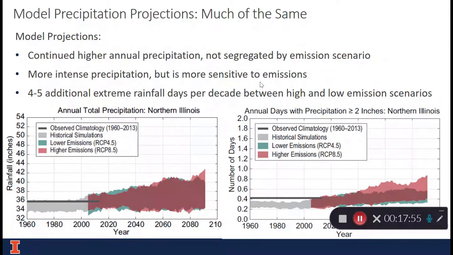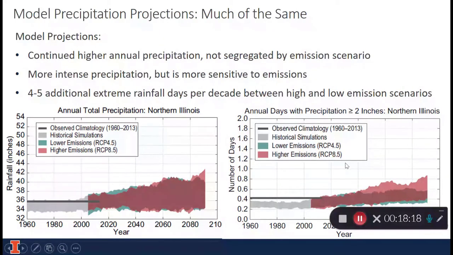Overall, this is giving you the same kind of snapshot. These figures on the bottom show the same kind of figures, as we showed with temperature, the projections under the higher emissions and lower emissions scenario. The left figure shows projections of annual total rainfall in inches in northern Illinois. And the right-hand side is the annual number of days with rainfall greater than or equal to 2 inches.